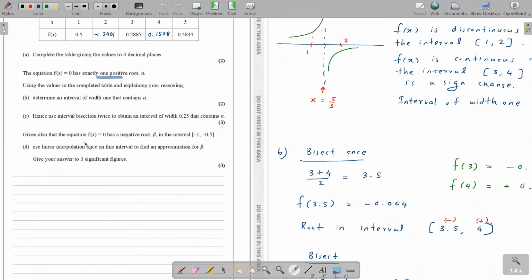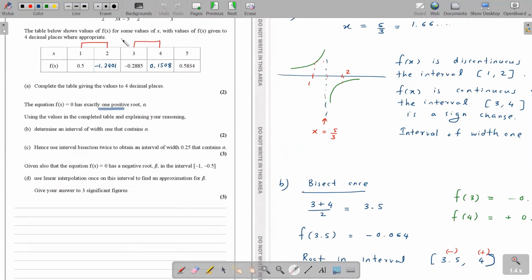Okay, given also that the equation f(x) equals 0 has a negative root beta in the interval -1 to -0.5. So you can see this is completely something else, right? This doesn't relate to part A, though the equation is the same. Now we are going to find the negative root. They say very clearly the negative root beta is in the interval -1 to -0.5. Use linear interpolation once on this interval, only once, to find an approximation for beta.